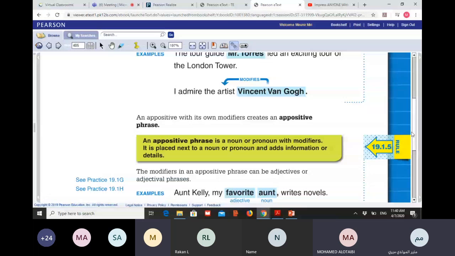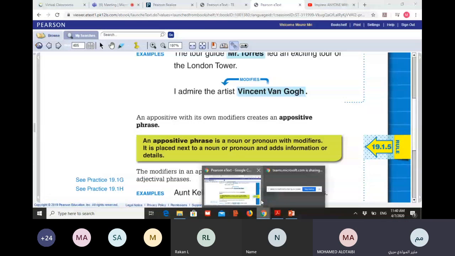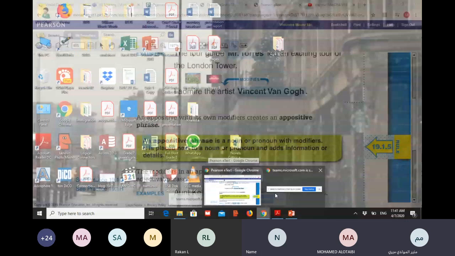What can you find in an appositive phrase that does not exist in an appositive? Modifiers. Excellent, modifiers. So here you find modifiers with the appositive.